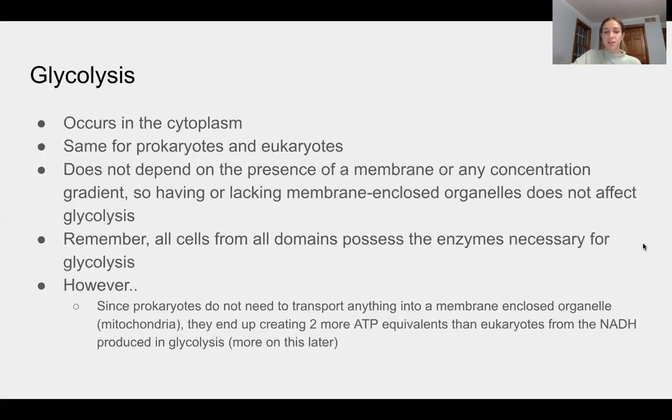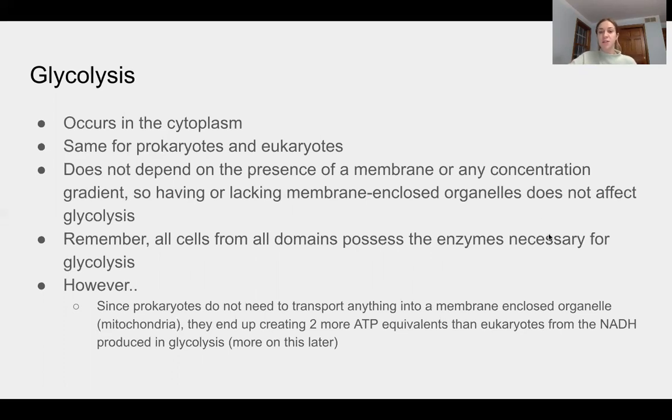This question ties in well with the previous question. Glycolysis occurs in the cytoplasm, which is a good way for you to remember that it's universal to all domains, because it's not dependent on any membrane-enclosed organelles. So it can occur just the same in prokaryotes as it can in eukaryotes. It doesn't occur in the nucleus or in the mitochondria or anything like that. It's just out in the cytoplasm. So that's pretty much all that we've covered on here.